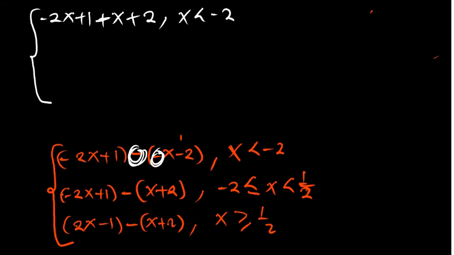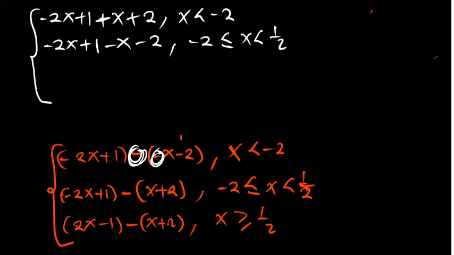I'm going to say negative 2x plus 1. Negative times x is going to be negative x. Negative times positive 2 is going to be this. The condition is that negative 2 should be less than or equal to x, then less than half. I'm now here. I open the brackets. Negative, and that guy is going to give me negative x, then negative 2. For the condition, x has to be greater than or equal to half.